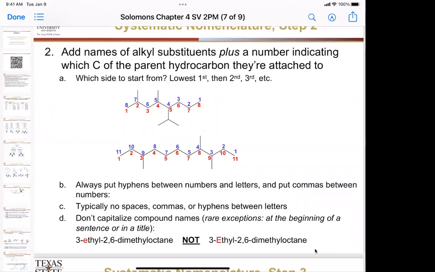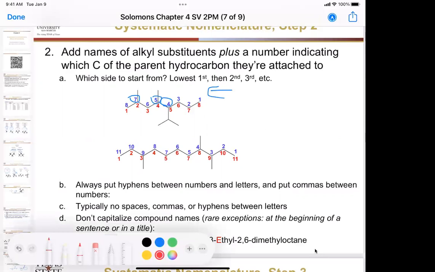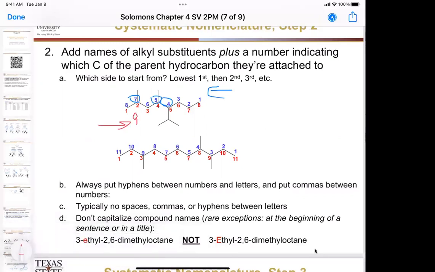And we want to do it with the lowest numbering system possible. So in this case, let's look at this one here. If we number from the top, it goes 1, 2, 3, 4, 5, 6, 7, 8. Our first substituent is on the 4, then we have one on the 5 and one on the 7 carbons. If we number from the other side, our first substituent's on a 2, a 4, and then a 5.